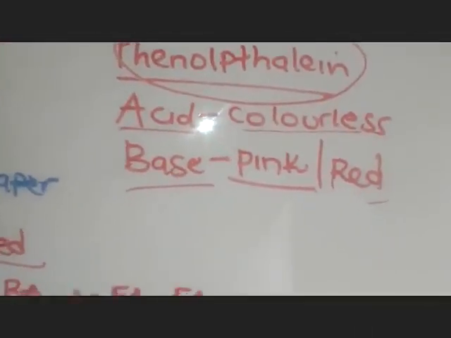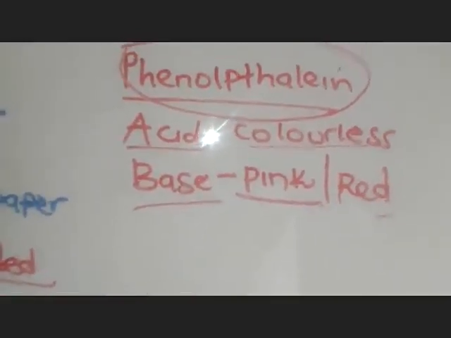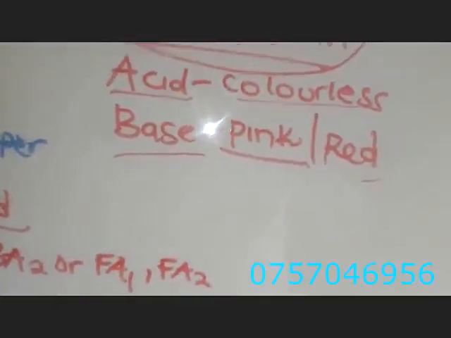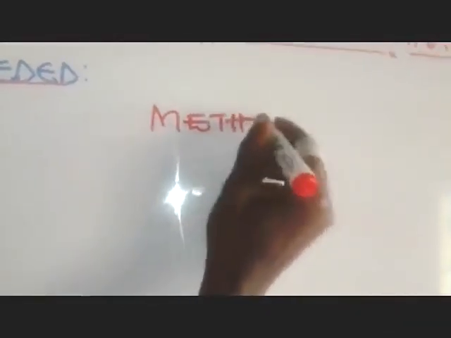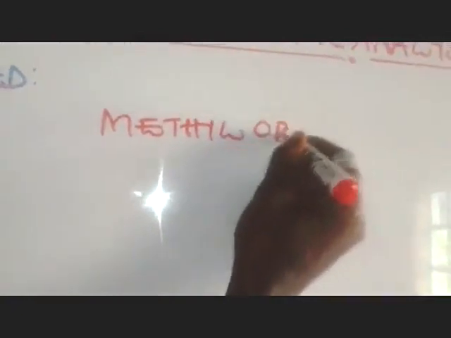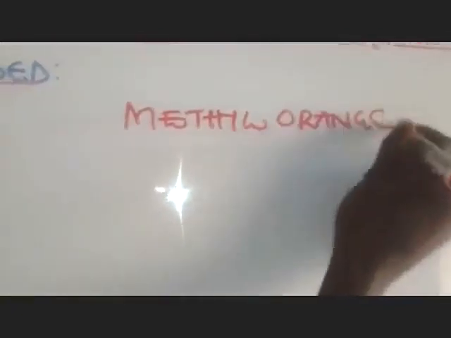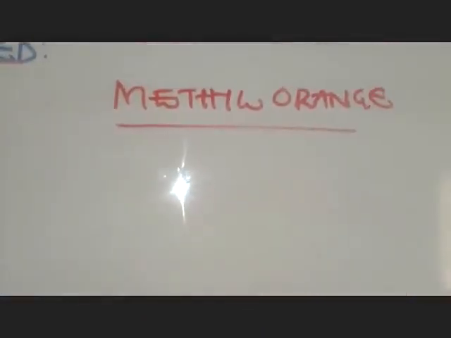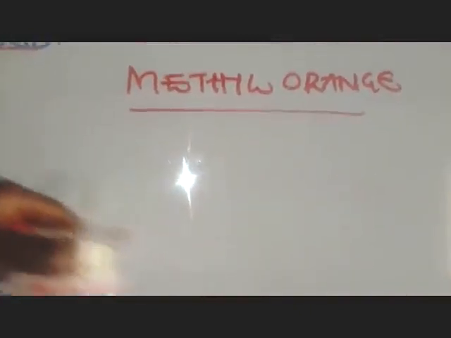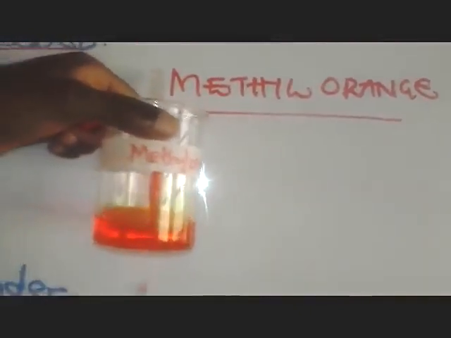Then, let us try to check another indicator known as methyl orange indicator. Now, when I'm using methyl orange indicator, this is our indicator now, methyl orange. As you can see, it is orange in color. So members, the second indicator which we can look at is what we are calling methyl orange indicator. This is the indicator I'm talking about. I don't know whether you are familiar with the indicator. You can see that the indicator is orange in color.